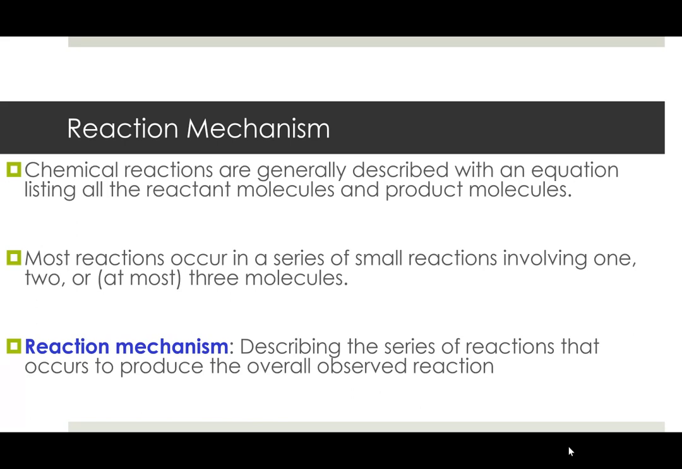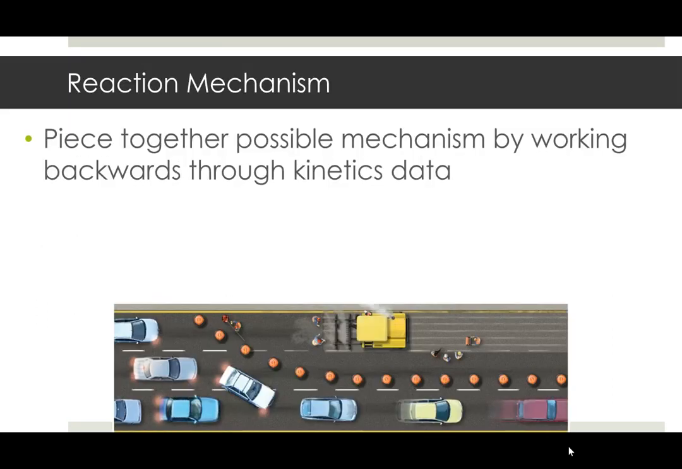And if we know how a reaction takes place, so we know all the little steps along the way, that's invaluable knowledge as a chemist, because if we know how it happens, then we know exactly how to manipulate it. So create more of something or less of something, speed it up, slow it down, whatever it is we're trying to do. So for reaction mechanism, we're going to piece together the possible mechanism by working backwards through the kinetics data.